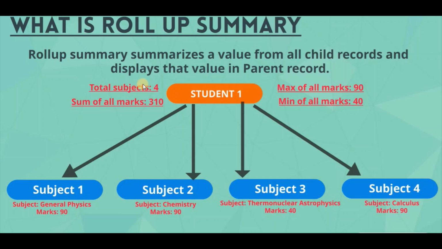Then what happens is total subjects will be 3. Why? Because subject 3 will be excluded there since the marks is less than 50. So in this case, it will display total subjects equal to 3. In the same way, you can put conditions on the sum of all marks, saying sum of all marks where marks greater than 50, and so on.